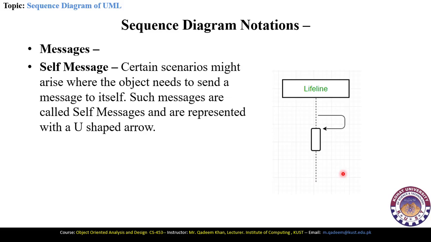Another notation in the sequence diagram is called the self message, and the self message means that when the object calls itself, then the self message is called. So here, assume a scenario where the object requires to send a message to itself. In this sequence, the self message will be called here, and self messages are represented with a U-shaped arrow. These are the U-shaped arrows.